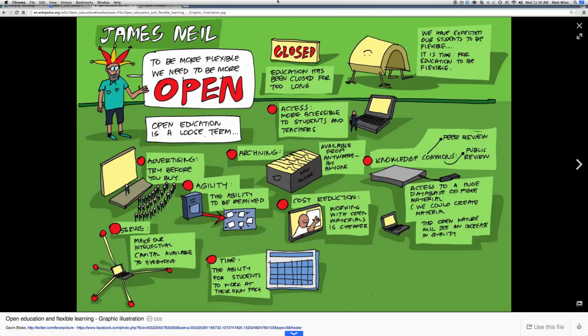I found this online, created by James Neal, and he talks about open education. I just thought it was really good, so I would use it as a platform to introduce the topic. You notice down here, he's got the Creative Commons license, so I just want to talk about that really quick because I think this is good modeling for what he's trying to do.